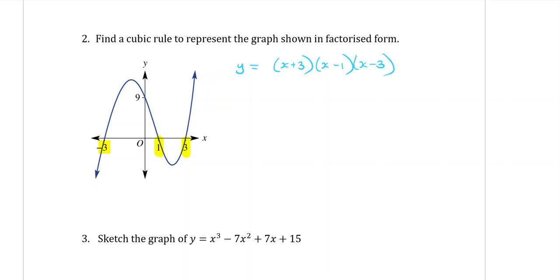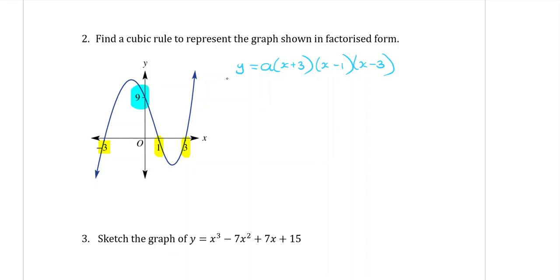The trouble is we don't know how steep this graph has been made. So there could be some number here in front, which we'll call a, that we need to find out. To find out the value of a, which is the steepness of this cubic graph, we need to be able to sub in a point. And we can't use the x-intercepts, we need a different point. The other point we can use is our y-intercept.